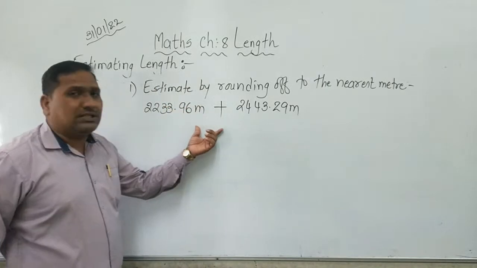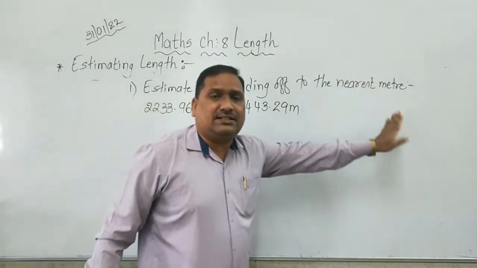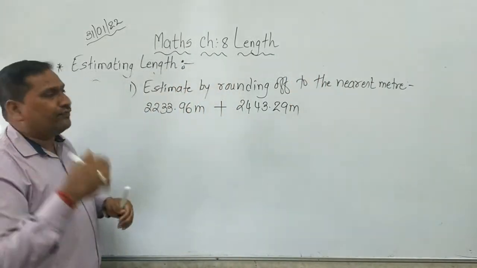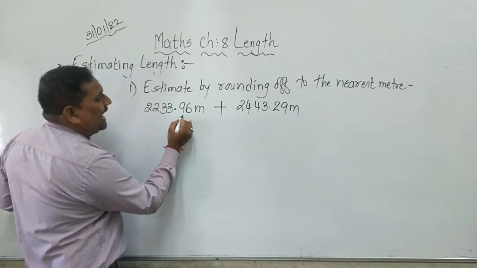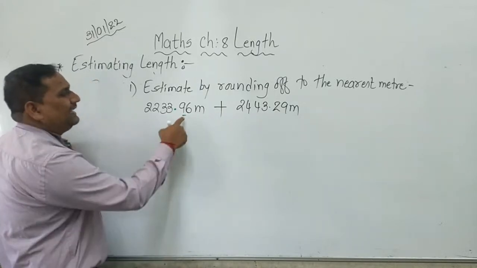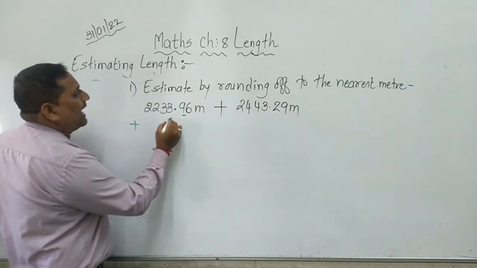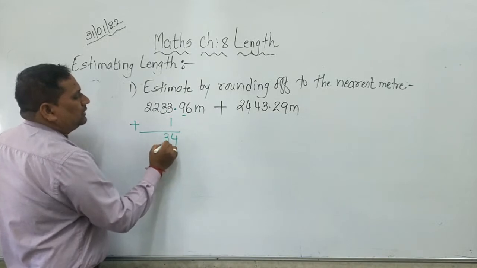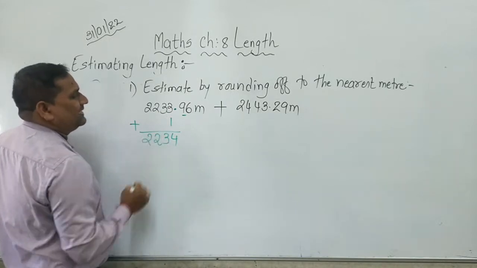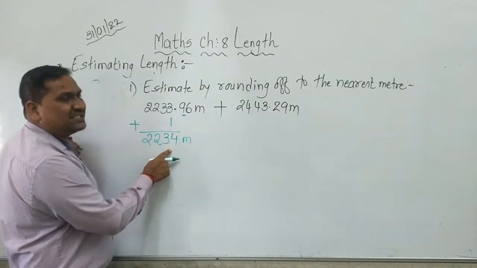When will we find the total? When we round off to the nearest meter. So first let us round off. So just check the digit after decimal. 9 it is, more than 5. So what will I do? I will add 1. So 3 plus 1, 4. 22 as it is. So this is after rounding off to the nearest meter.